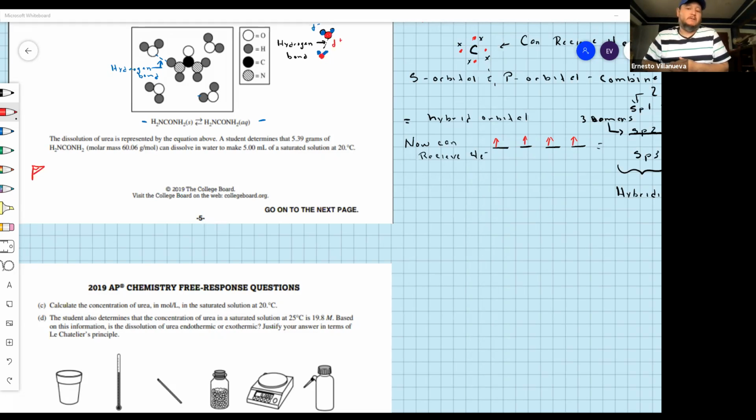All right, real quick. Can somebody unmute and tell me what formula you're using to solve this question? No? Nobody saw that this is a molarity question.